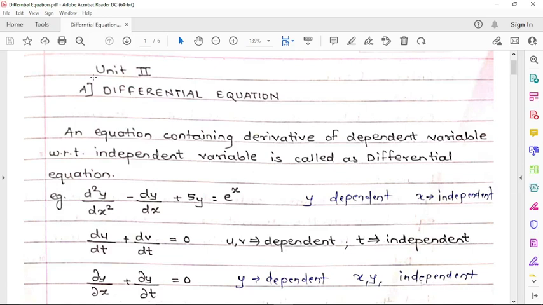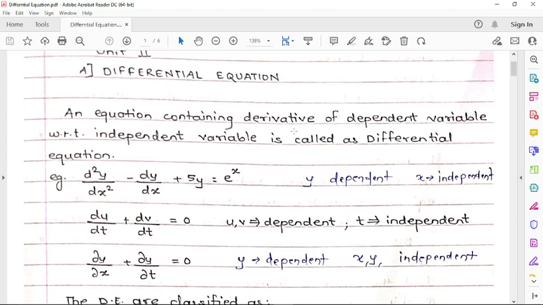Hello students, let us start unit second. Unit second has the title Differential Equation. First of all, let us understand what a differential equation is. Here we have the definition of differential equation.